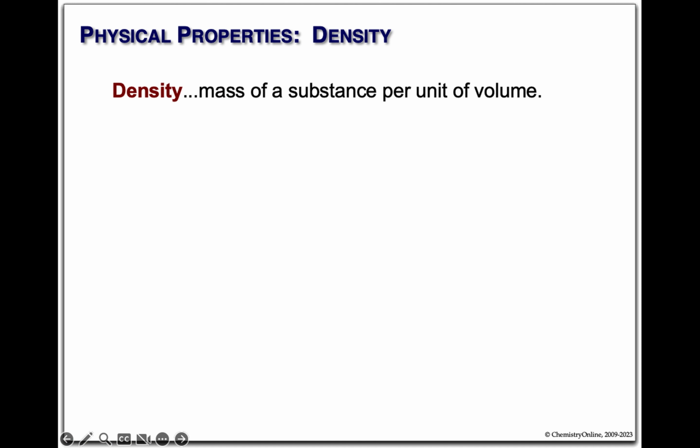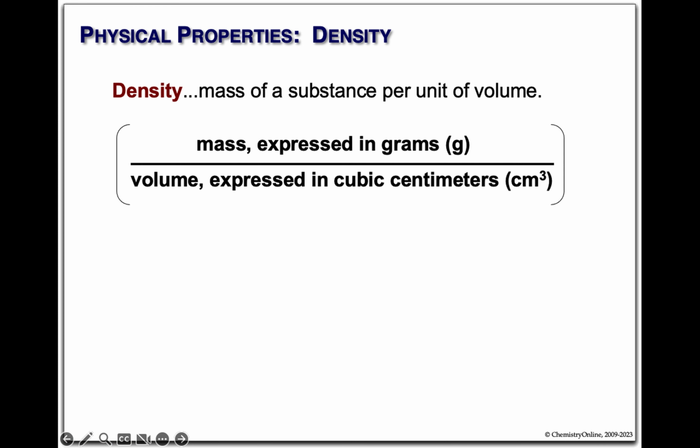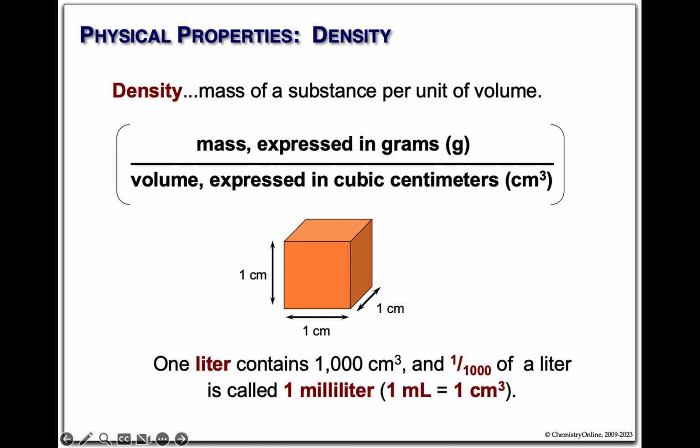Density. Density is another physical property. Now we're going to do a full lab on density. It is defined simply as the mass of a substance, typically expressed in grams, divided by the volume, typically expressed in cubic centimeters. But this can be any unit of mass, this can be any unit of volume. Remember, a cubic centimeter looks like this. A cubic centimeter is the same as a milliliter, exactly the same.